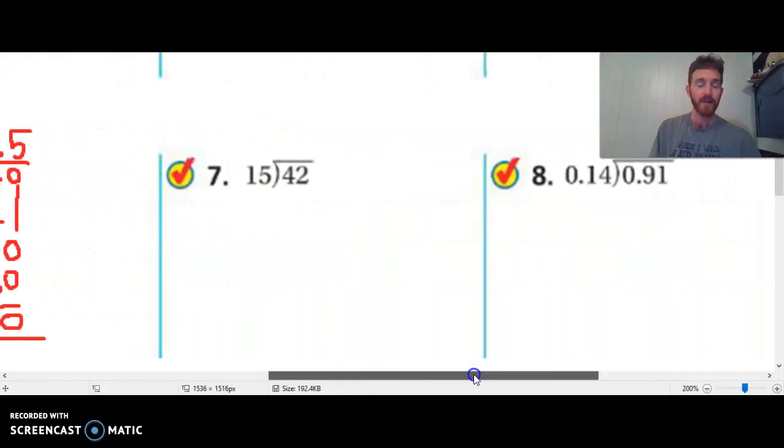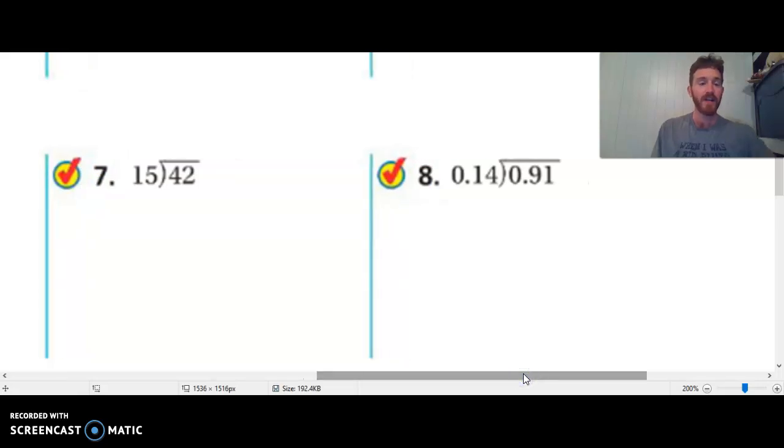Okay, great. Let's keep it going. Doing awesome here. Number 7. Thing to notice with this is we don't see a decimal point, but again, we're probably going to need to think about where to put one, to put the zeros in the dividend. So let's go ahead and put a decimal point above here. Think about if it's 42, that decimal, we don't see it, but it is right there if we need to put it. And let's see how this works out.